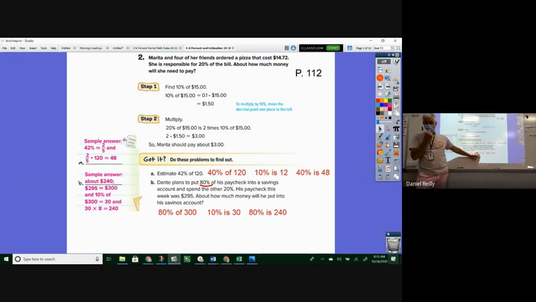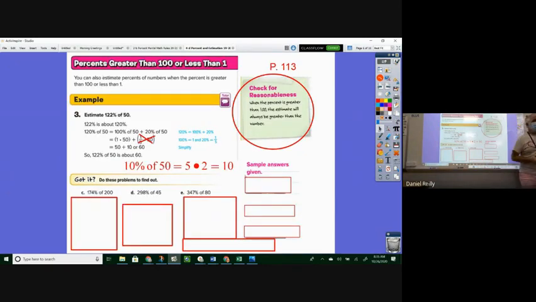Well, one thing is if you want exact answers, you use a calculator. But if you don't want exact answers, then you need to just be able to explain how you can do it in your head. I want easy. Okay. One more thing to talk about here, and that is, what about if the percent is bigger than 100 or less than 1?